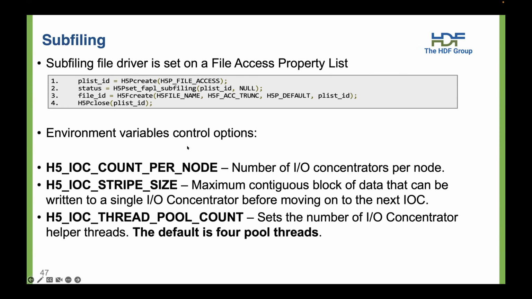You can control various options in subfiling either by passing parameters in the FAPL or by setting environment variables. Some of the important ones to set are the IOC count per node, which is the number of IO concentrators per node, so that's how many subfiles per node. Then the stripe size, which is basically the maximum contiguous block of data that can be written to a single IO concentrator before moving on to the next IO concentrator. Then you have the number of threads you can use for the IO concentrators, which is currently set as 4 pool threads in the background.